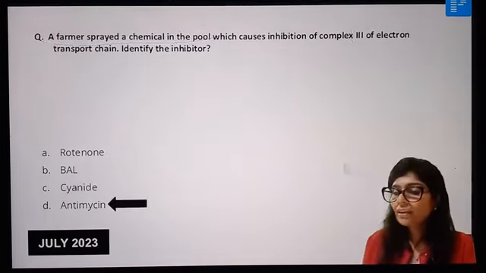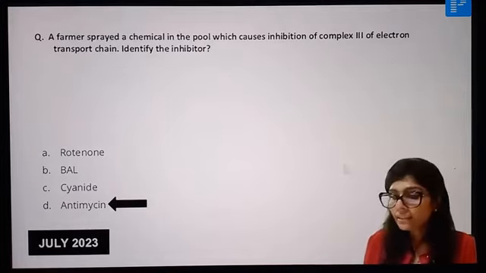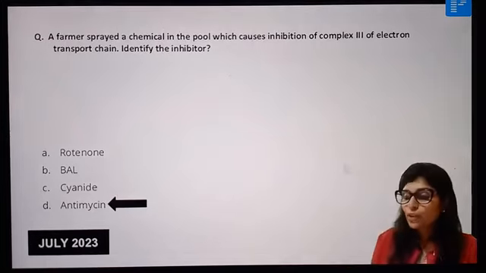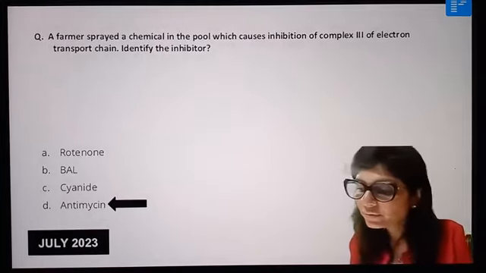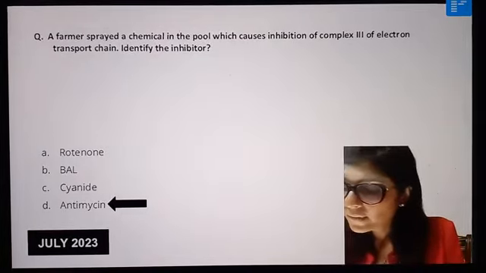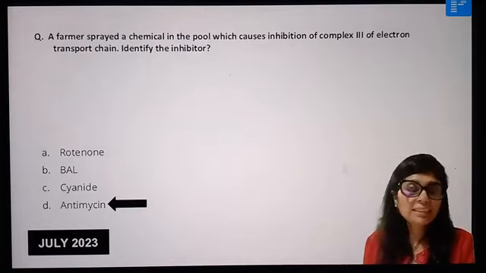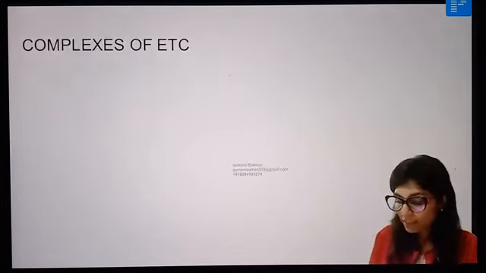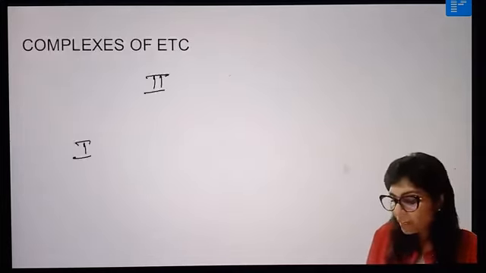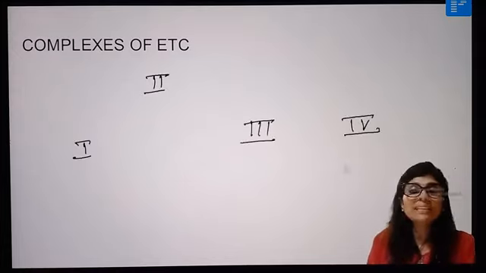So can we learn about electron transport chain inhibitors now? Are you all ready? For you to understand electron transport chain inhibitors, first you need to know how these complexes are arranged. So we have 5 stationary complexes, numbered in Roman numerals: complex 1, complex 2, complex 3, complex 4 and complex 5.